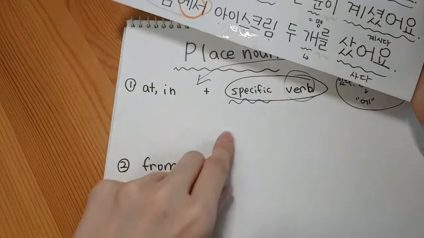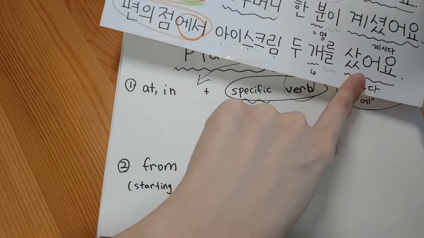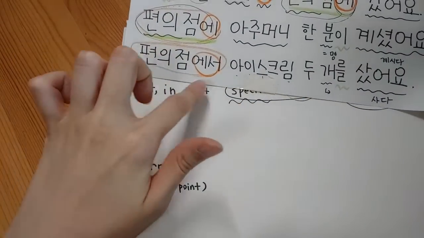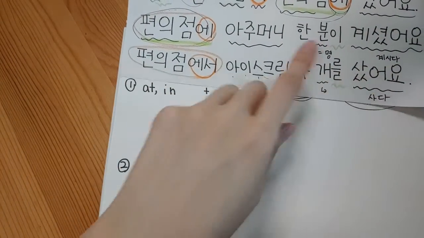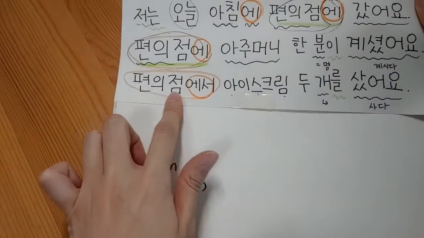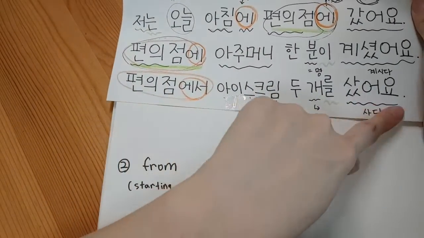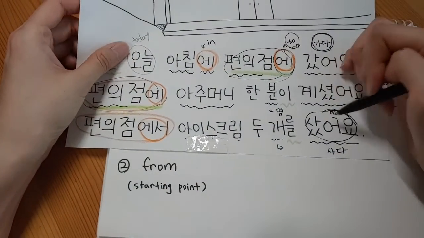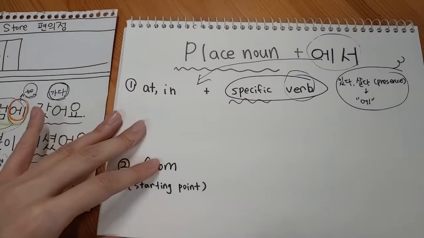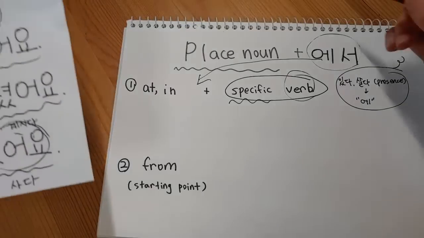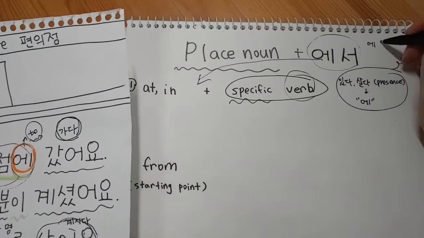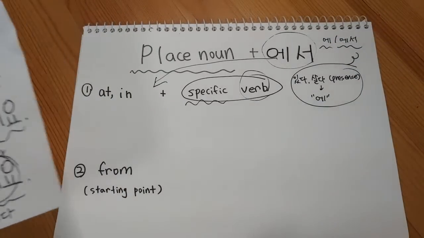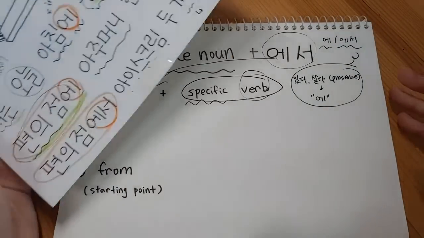So buying is a specific action, right? So you have to put 에서 at a place where you're doing that specific action. So you cannot say 편의점에 아이스크림 2개를 샀어요. You have to say 편의점에서 due to the verb. So far, I'm pretty sure that you got, when you are trying to understand the difference between 에 and 에서, you have to look at the verbs that follow. That way it'll make sense, right?